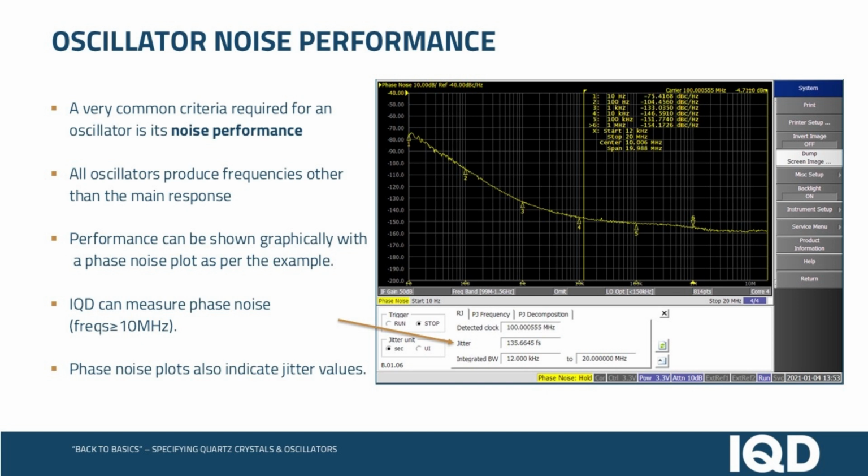So at IQD, we can measure phase noise for frequencies over 10 megahertz. It's also useful because at the same time we measure jitter, phase noise being noise in the frequency domain, whereas jitter being noise in the time domain. So if you have an application that is critical regards phase noise performance, then please come and discuss that with us.